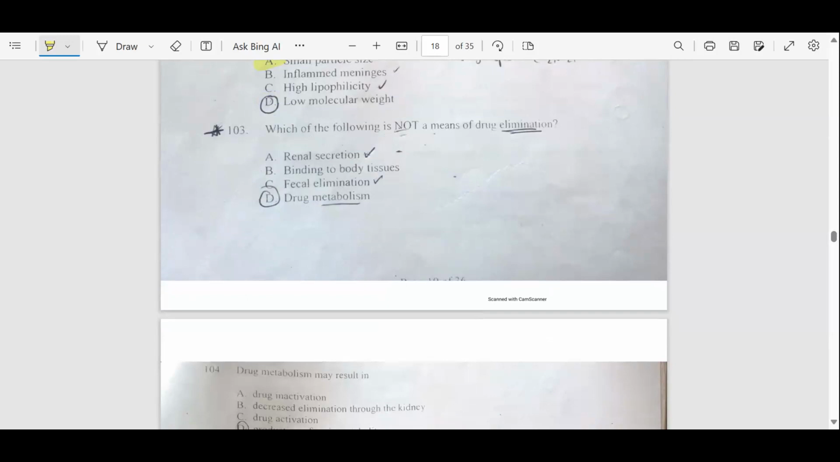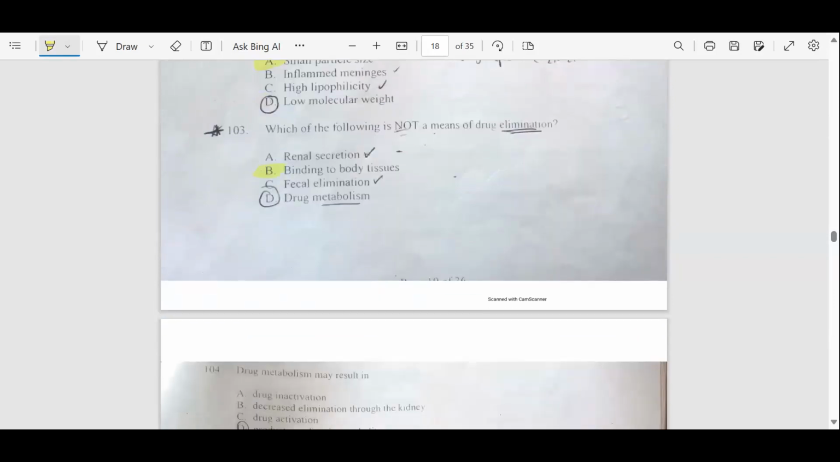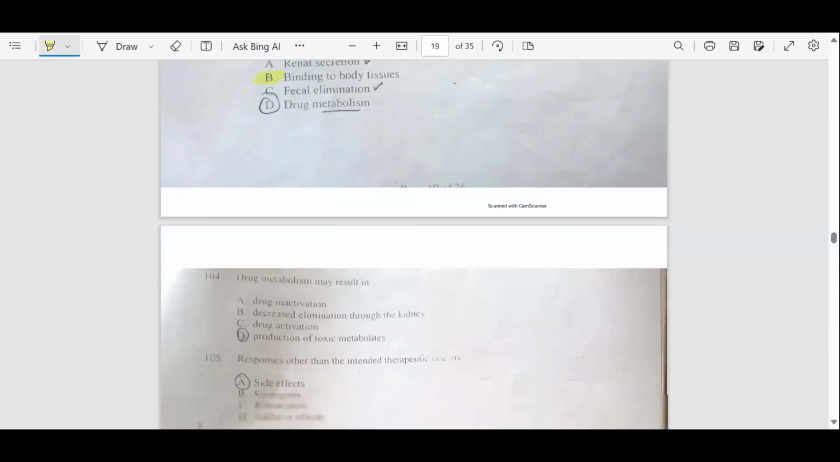What do you think? Yeah, elimination entails metabolism and excretion. Binding to tissues affects distribution, it has nothing to do with elimination, I think. It's distribution. The answer is B. So binding to body tissues, as one of us has said, is more of distribution compared to elimination.